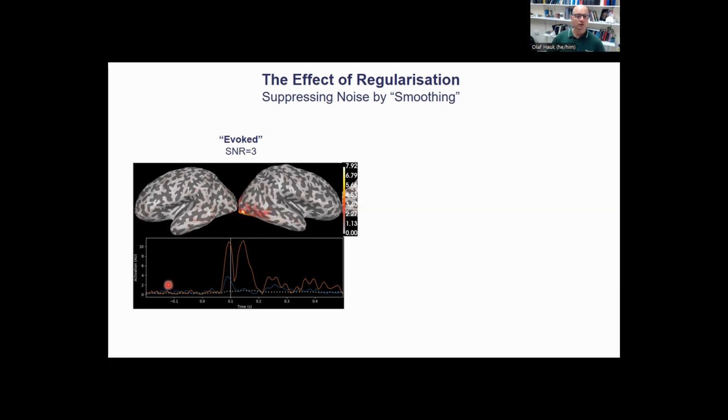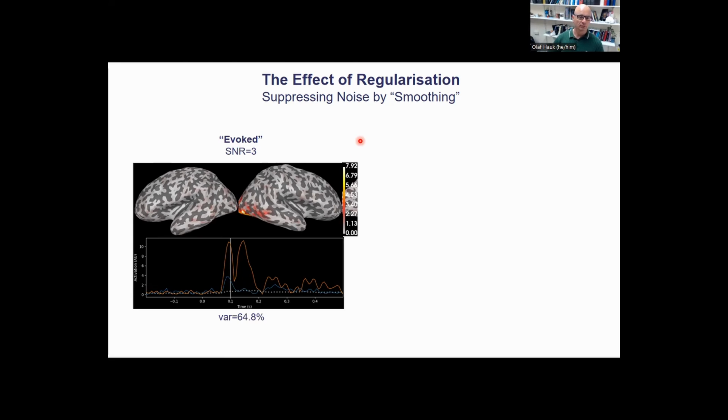And here we can also look at the time course of activation of a voxel in the right hemisphere and the left hemisphere. Flat in the baseline, you see the evoked response. So I think that's as good as we can expect it to be. That's an evoked response that looks like it should look in source space. Also here, look at the scale. It's arbitrary for now, but we can now compare it to other regularization parameters.